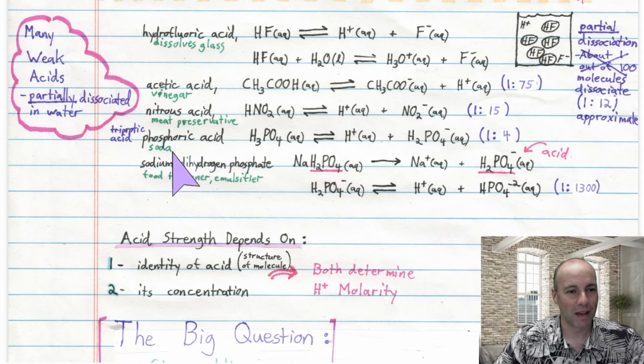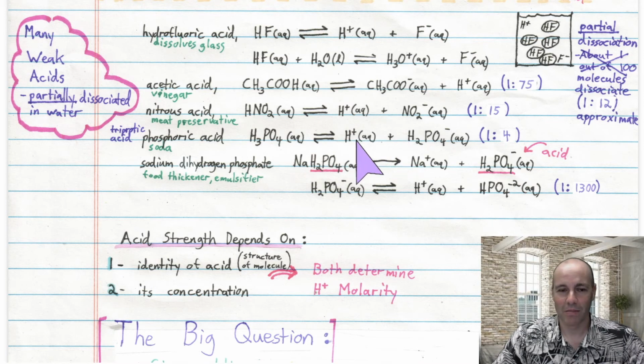Phosphoric acid is found in soda. This is a triprotic acid, so it can give 3 protons. Now, the first one comes off a little bit easier. The next one would be more difficult, and that third one would be even more difficult. But the molecules, about 1 out of every 4 molecules release the first proton.